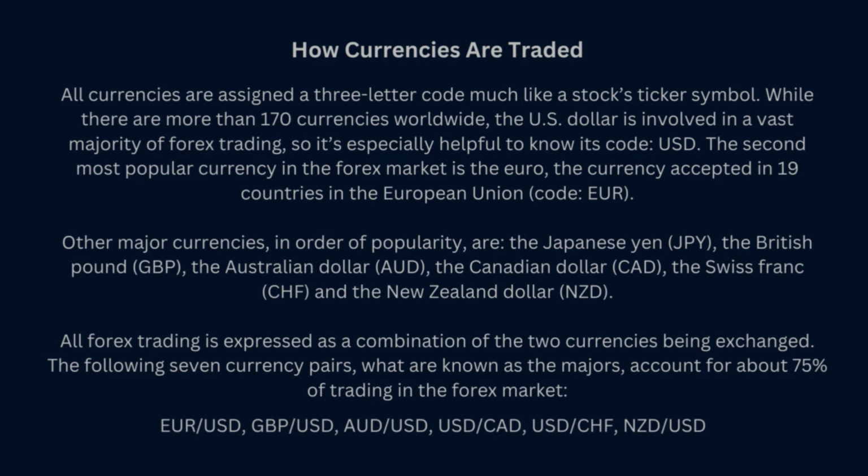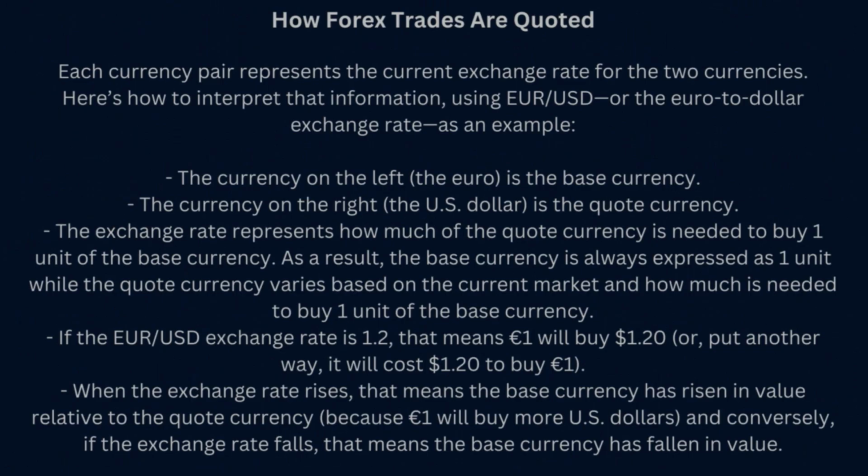All forex trading is expressed as a combination of two currencies being exchanged. Remember, for exchange to occur, you need two things. You need the commodity A and commodity B. You can't exchange one currency for itself. You need two currencies to come in place for exchange to occur. All right. Now, how forex trades are quoted.